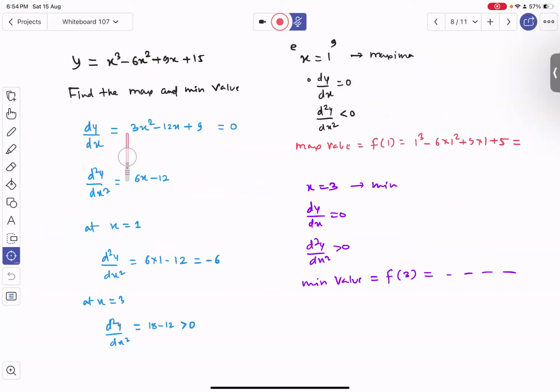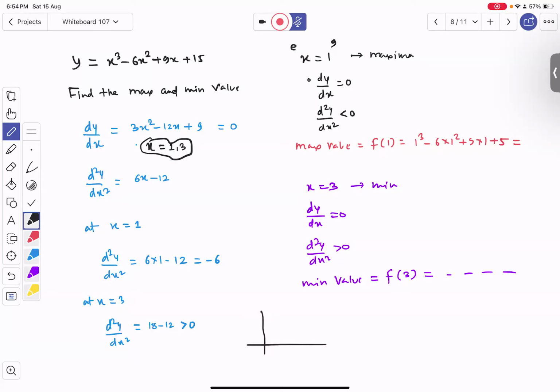Let me repeat. We are finding the values of x when dy by dx is 0. So we got two possible values of x where dy by dx became 0. One is 1, another is 3. It means wherever dy by dx is 0, two possibilities we can have. Without drawing the graph, if I tell you I have a point where dy by dx is 0, it can be a point which is maxima or it can be a point which is minima. We don't know which one. So again, we find double differentiation. Differentiating a function of x, we keep getting another function of x.